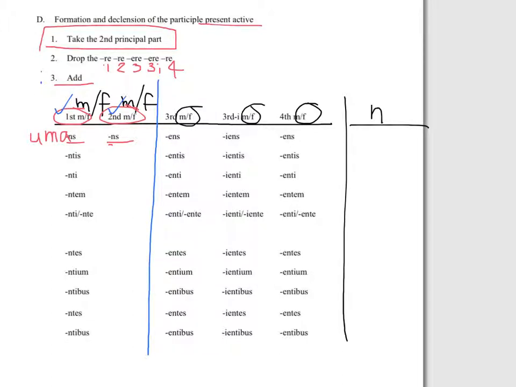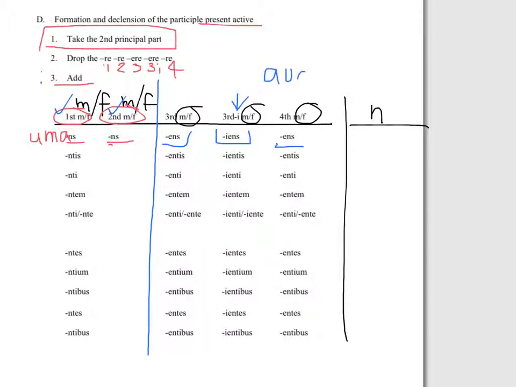For the nominative of the third, you add -ens. For the third I, you add -iens. That's why it's called the third I. And for the fourth, you just add -ens. So again, let me show you an example.